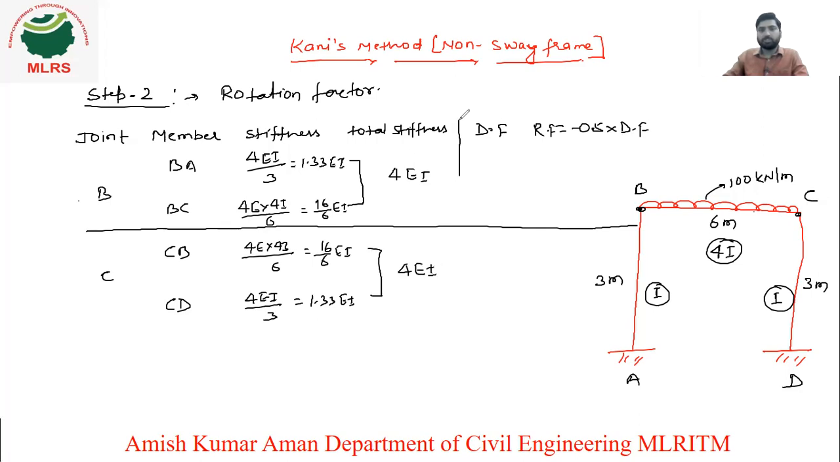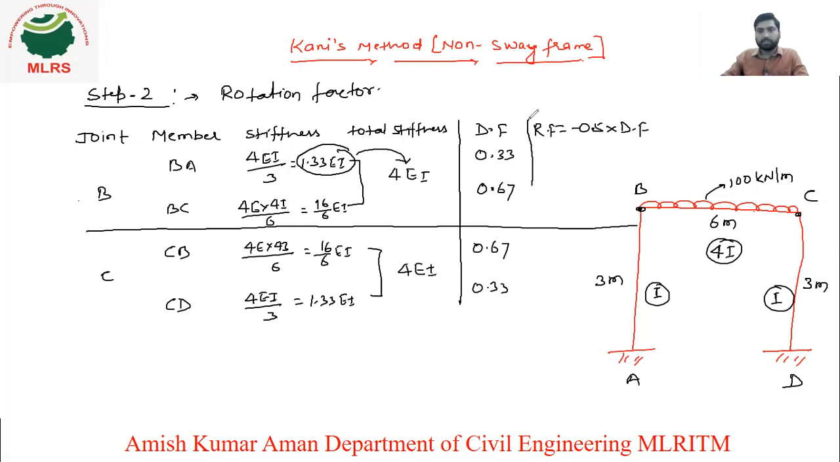Now coming to the distribution factor. Distribution factor means individual stiffness divided by total stiffness. 1.33 EI divided by 4EI, so you will get 0.33 as the distribution factor. Similarly, 16 by 6 EI divided by 4EI, you will get 0.67. Next, here you will get again 0.67 and here you will get 0.33.